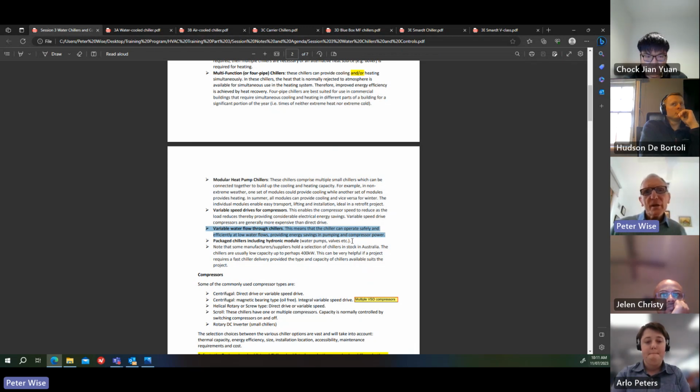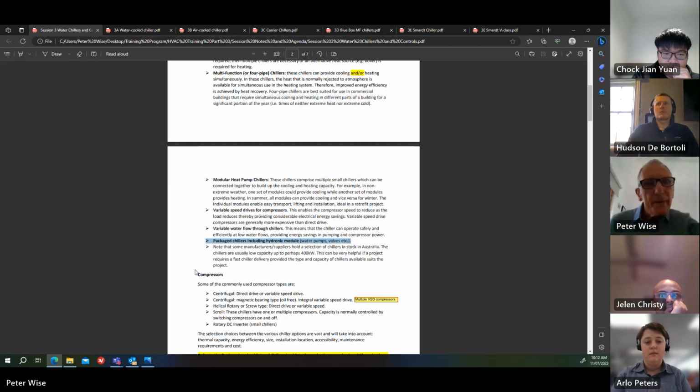You can get packaged chillers. They're usually smallish chillers, probably up to about 400 kilowatts, with a hydronic module. So they include pumps and valves and sometimes balancing valves and other things, so that you don't have to have an external pump. It's all built into the chiller, and they can be quite useful.